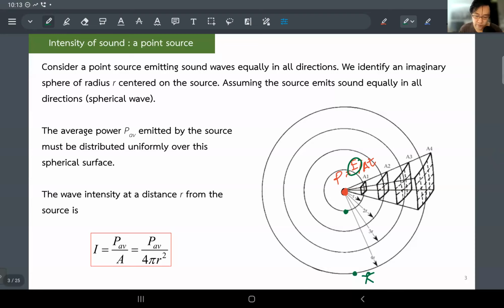So physicists decided to give it a definition. It's a power per unit area. That's it, guys. Okay. Introducing intensity. Is that simple?